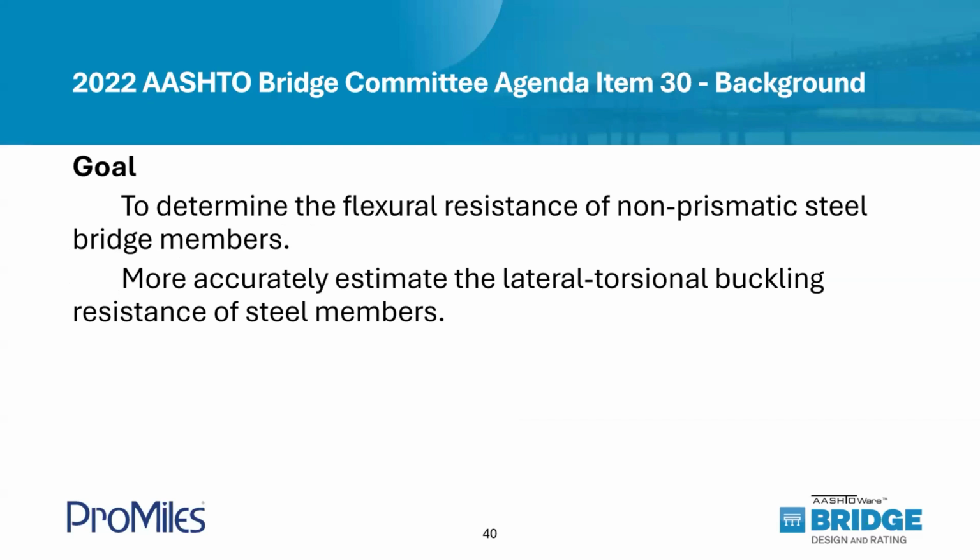Steel members are often non-prismatic within the negative regions near piers due to flange transitions, and then also under the non-composite condition during construction. The goal of the spec update is to more accurately estimate the LTB resistance of these sections.